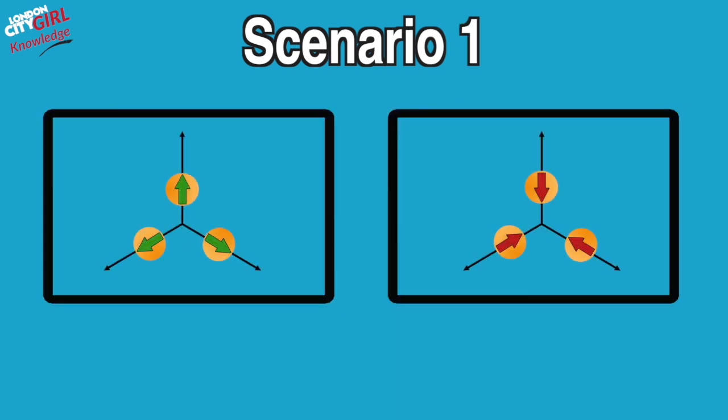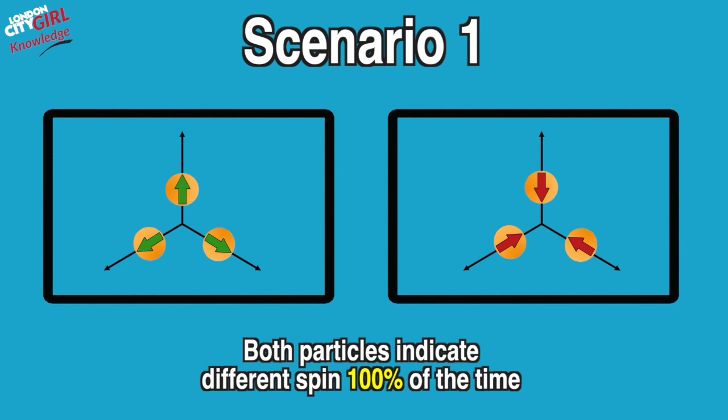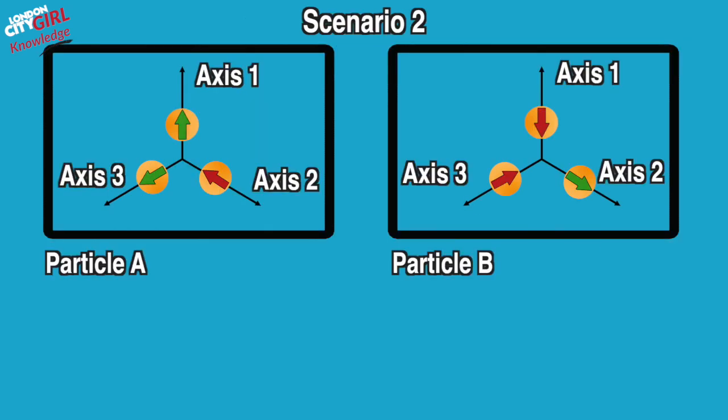In scenario 1, as different axes are chosen and the spins measured, both particles would indicate different spins 100% of the time. In scenario 2, as spins are measured across different axes, there are actually 9 possibilities that could emerge. If axis 1 is picked for both particle A and B, the measurements show they have different spins. If axis 1 is picked for particle A and axis 2 is picked for particle B, the measurements show they have the same spins. If axis 1 is picked for particle A and axis 3 is picked for particle B, the measurements show they have different spins.